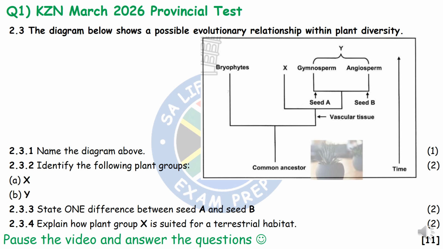The diagram below shows a possible evolutionary relationship within plant diversity. The diagram that we are given is a phylogenetic tree, as it shows us the evolutionary relationships between the different plant divisions as well as their common ancestors. I would like you to please pause the video and answer the questions.